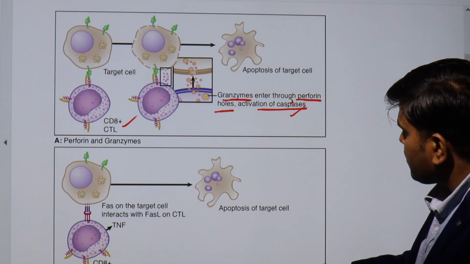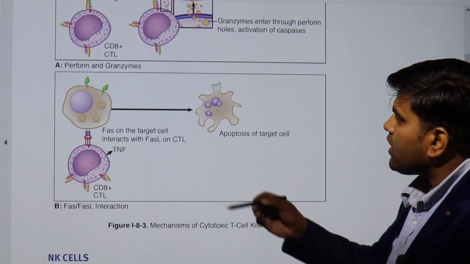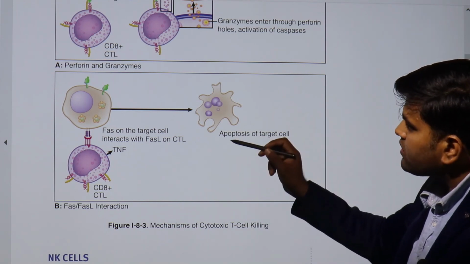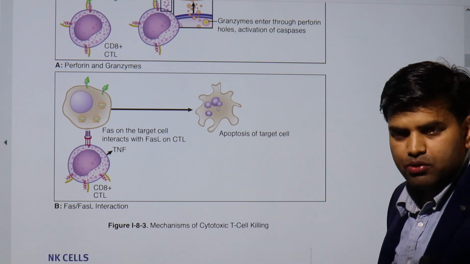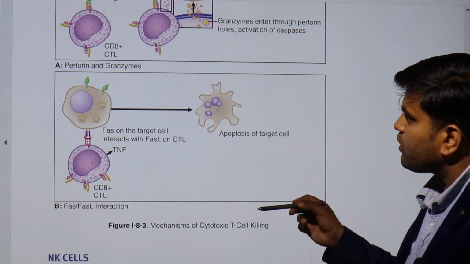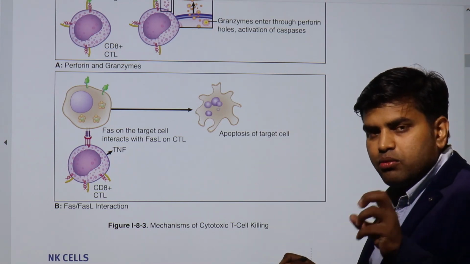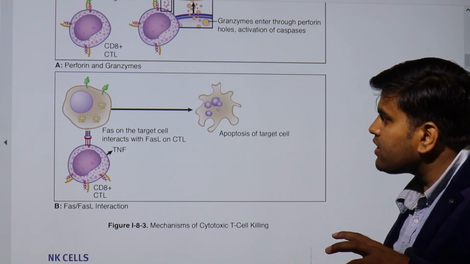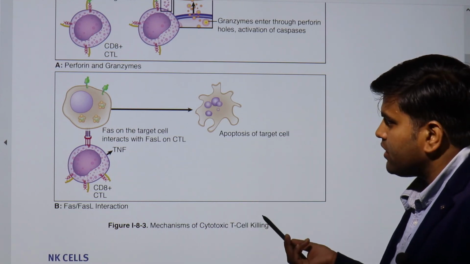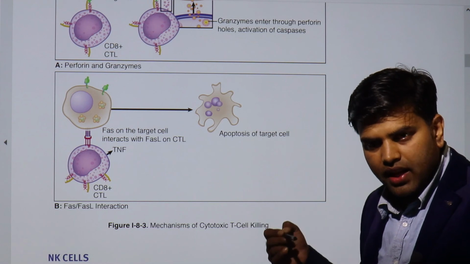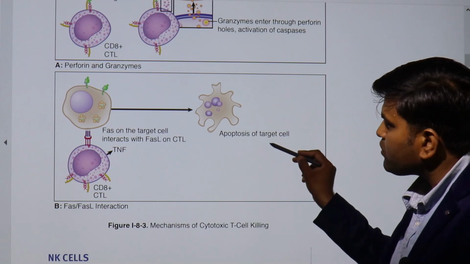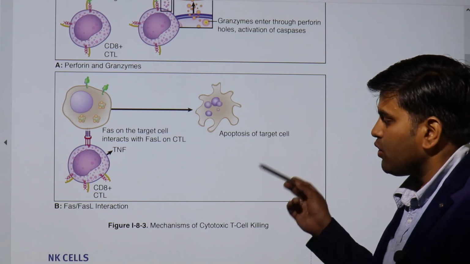There is another mechanism called Fas ligand. Fas on the target cell interacts with the Fas ligand on the CD8 cell. So this is another mechanism where Fas binds with the Fas ligand and then causes apoptosis of the cell. In this way, cells are killed by cell mediated immunity. So there are 2 mechanisms: perforin and granzyme, where perforin is the enzyme secreted that creates pores inside the cell, and granzyme enters and activates the caspases and the death domain, and the cell is killed. The other is Fas ligand: Fas binds with Fas ligand, and then apoptosis of the target cell is done, and the cell is killed.